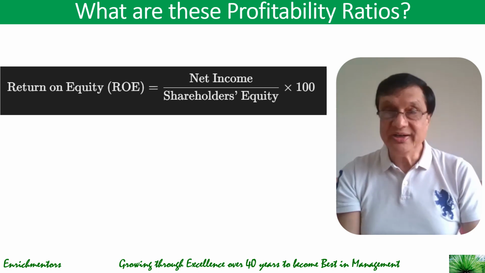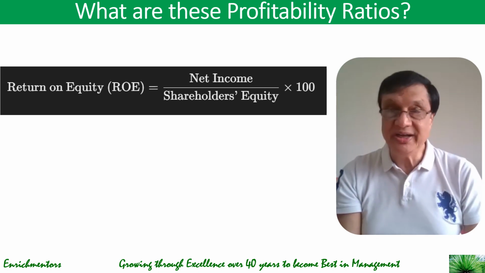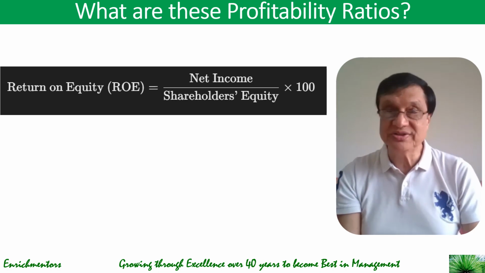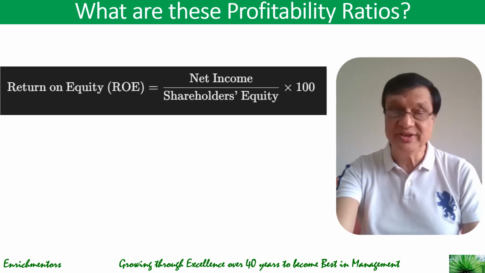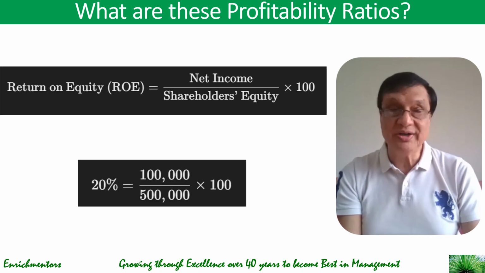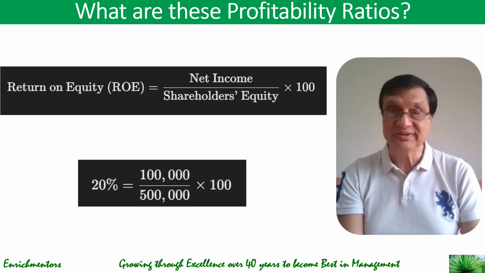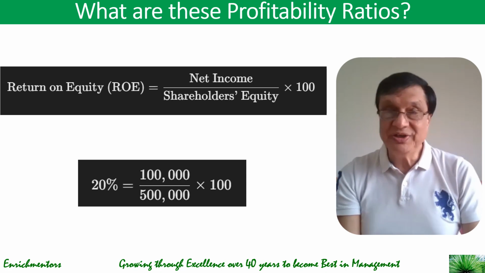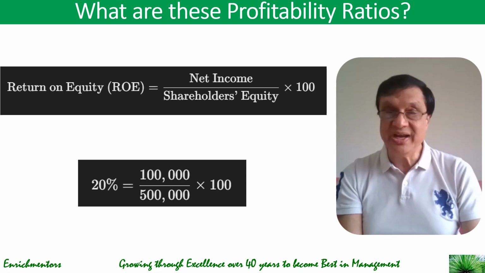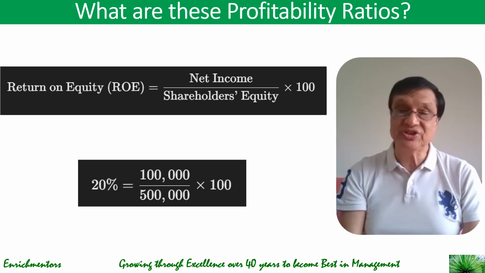Again, let's take a look at an example. If the company has a net income of 100,000 and shareholders' equity is 500,000, its ROE is 20%, equal to 100,000 divided by 500,000. Now, this means that the company is generating a 20% return on money invested by the shareholders.